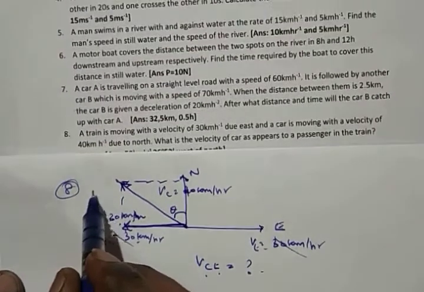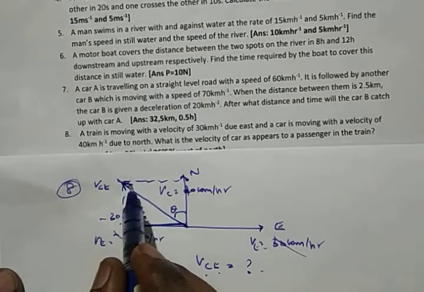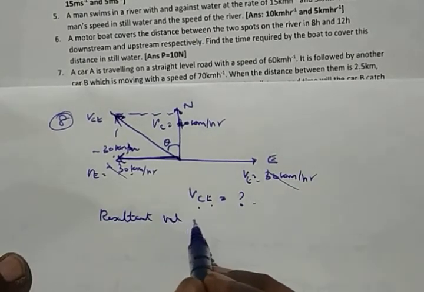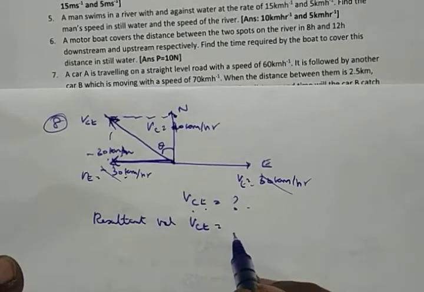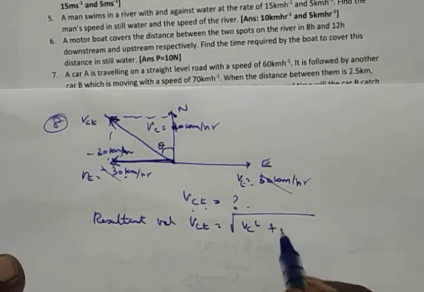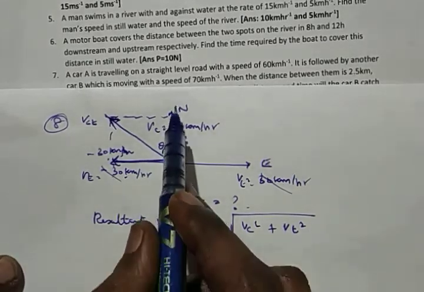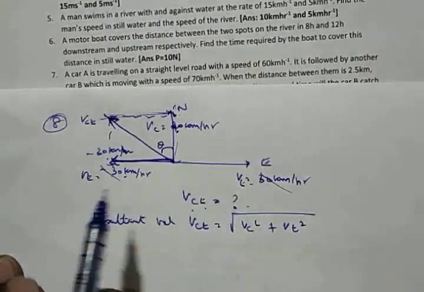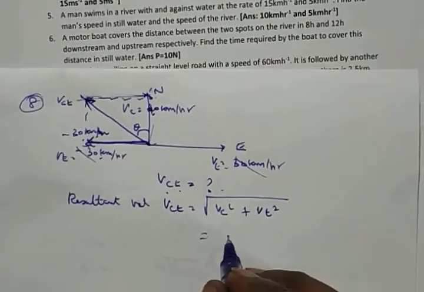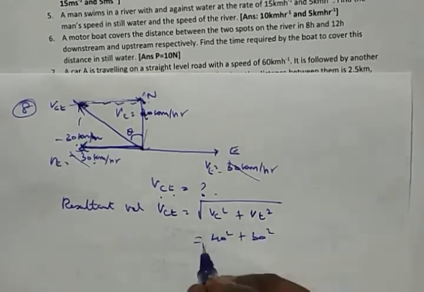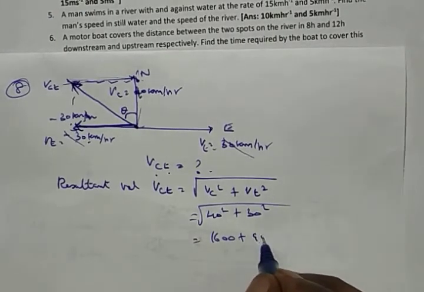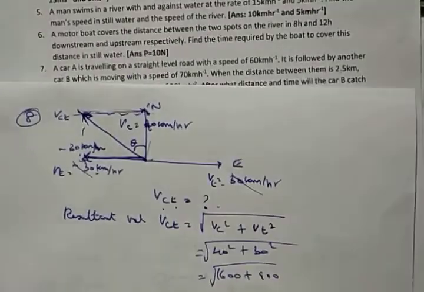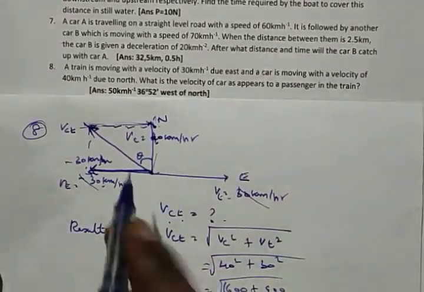Now the velocity of the car with respect to the train is going to be this resultant velocity. So the resultant velocity Vct is equal to under root of Vc square plus Vt square. You have a triangle here, and Vt is parallel here. So you can calculate 40 square plus 30 square under root, which is 1600 plus 900 under root. So you will get 50 kilometers per hour as the value here.